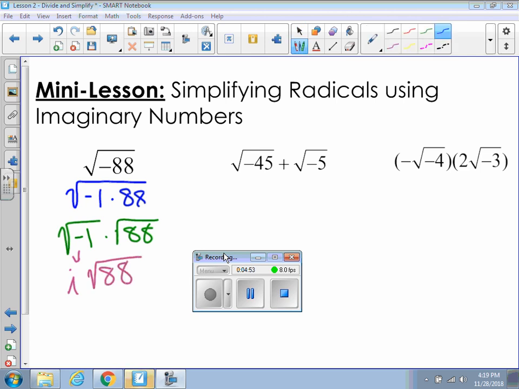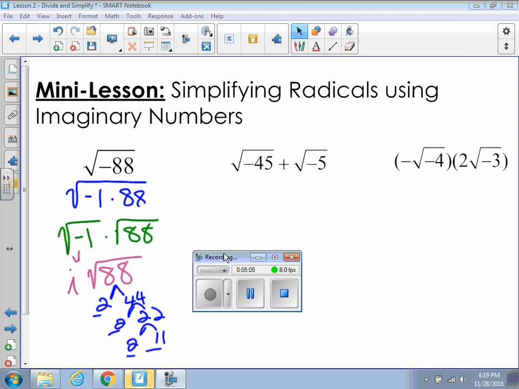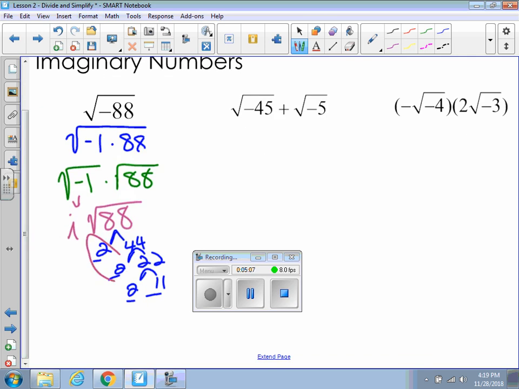And now I can simplify this problem like we used to. It's even, so I divide by 2. Even, divide by 2, even, divide by 2, and 11's prime. So we're done. Then we look for pairs. Pair of 2s, so a 2 comes out. We already have an i out front. What's left inside is 2 times 11, or 22.